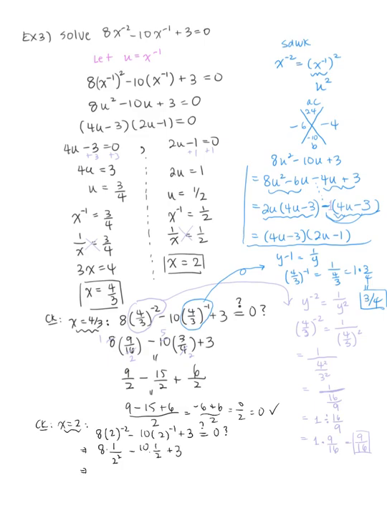I'm just going to put an arrow right here. So this is the same thing as 8 over 4 minus 10 over 2, which is just 5, isn't it? Plus 3. 8 over 4 is 2. 2 minus 5 plus 3, that's minus 3 plus 3. Yay, it's 0. So therefore, it looks like we get to keep both of them. So 4/3 and 2 are the solutions to this equation.